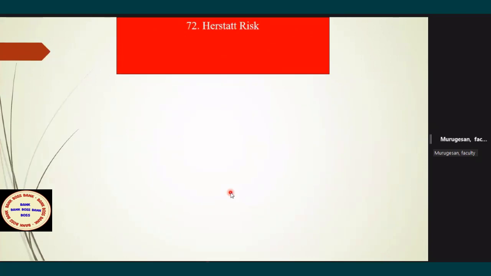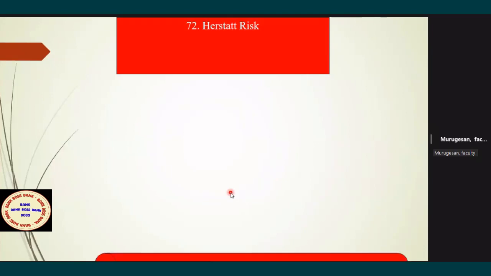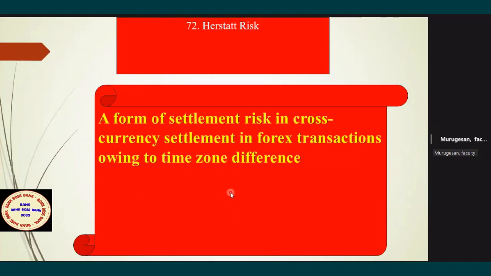That is 71. 72, another risk is there: Herstatt risk. This is on account of forex settlements. Suppose in a forex settlement, America and India, or India and Japan, enter into a deal and have to settle. Sometimes there will be a time zone difference, because geographically the time zones differ. On account of the time zone difference, by the time they have to settle, the bank gets closed, or by the time the deal in India gets its value date, there is a delay. Any possible loss to a bank on account of this delay is called Herstatt risk.